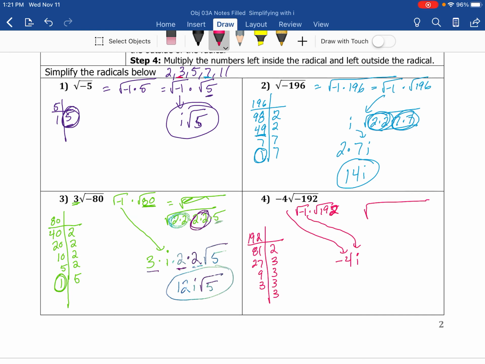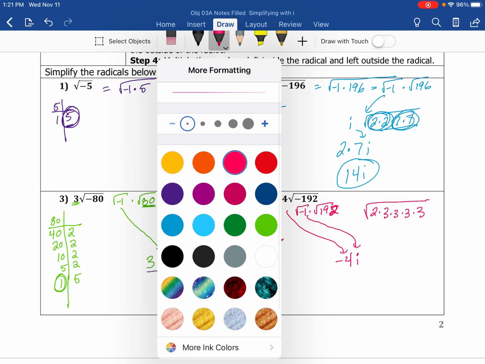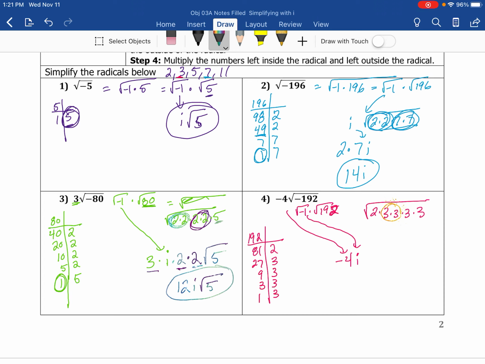Yep, 9 times. Does 3 go into 9? 3 times. 3 goes into 3 once. And so I know 192 is 2 times 3 times 3 times 3 times 3. I look for my doubles, because those are numbers that I can take the square root of. I have 2 3s here, so now I'm going to bring a 3 out. I have 2 3s here. I'm going to bring a 3 out. 2, there are no doubles. That's not a perfect square then, so I just leave the 2 in there.